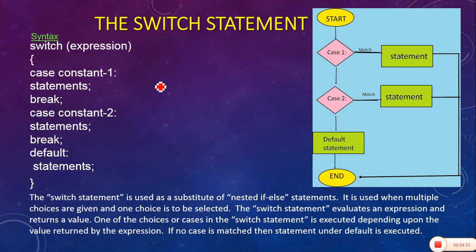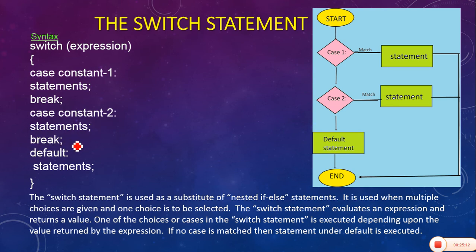One of the choices or cases in the switch statement will be executed, the one where the value of the expression matches with that constant. If we consider that this expression value matches with constant number 2, first it will check the first case and match with constant number 1. The expression value will not match with constant 1, so that statement will not be executed. Next, the case constant 2: if it matches with constant 2, this statement will be executed.